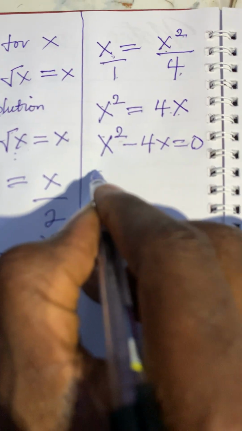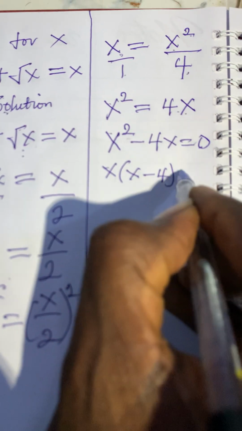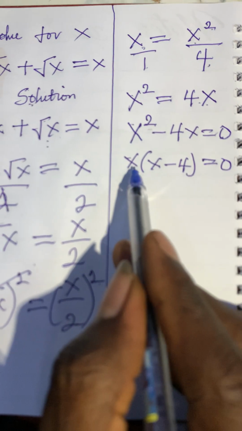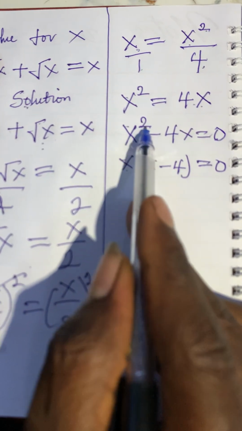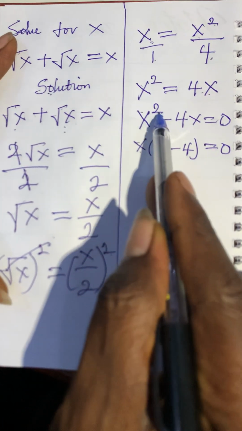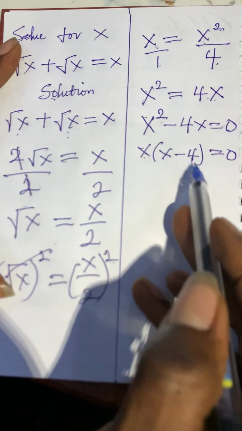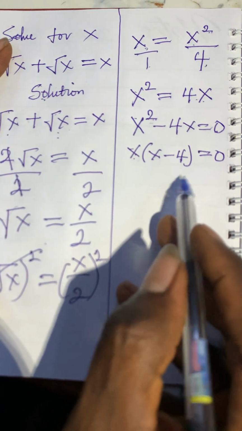If you factorize the left hand side, you have x open bracket x minus 4 close bracket is now equal to 0. So if you use this x to remove this bracket, you will still get x raised to power 2 minus 4x. That is by saying x multiplied by x will give you this, x multiplied by this will give you minus 4x. So we have now verified what we are solving.